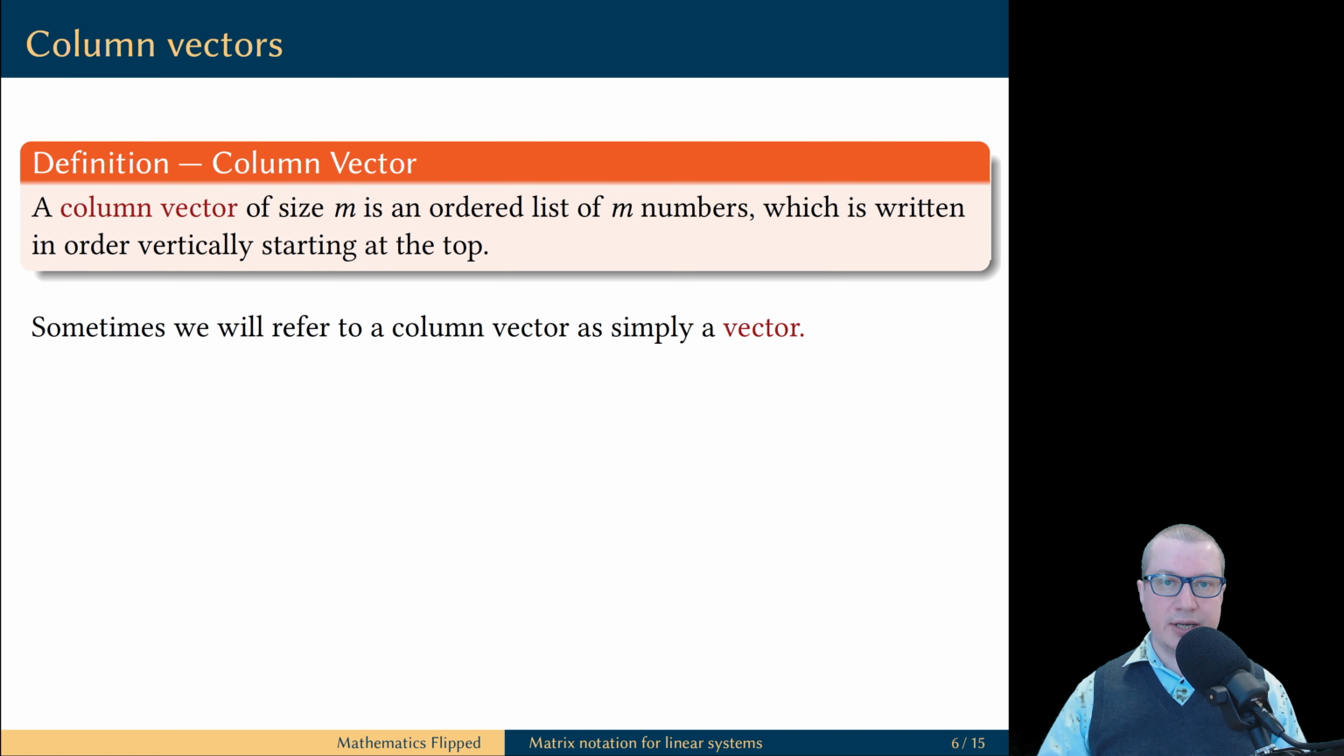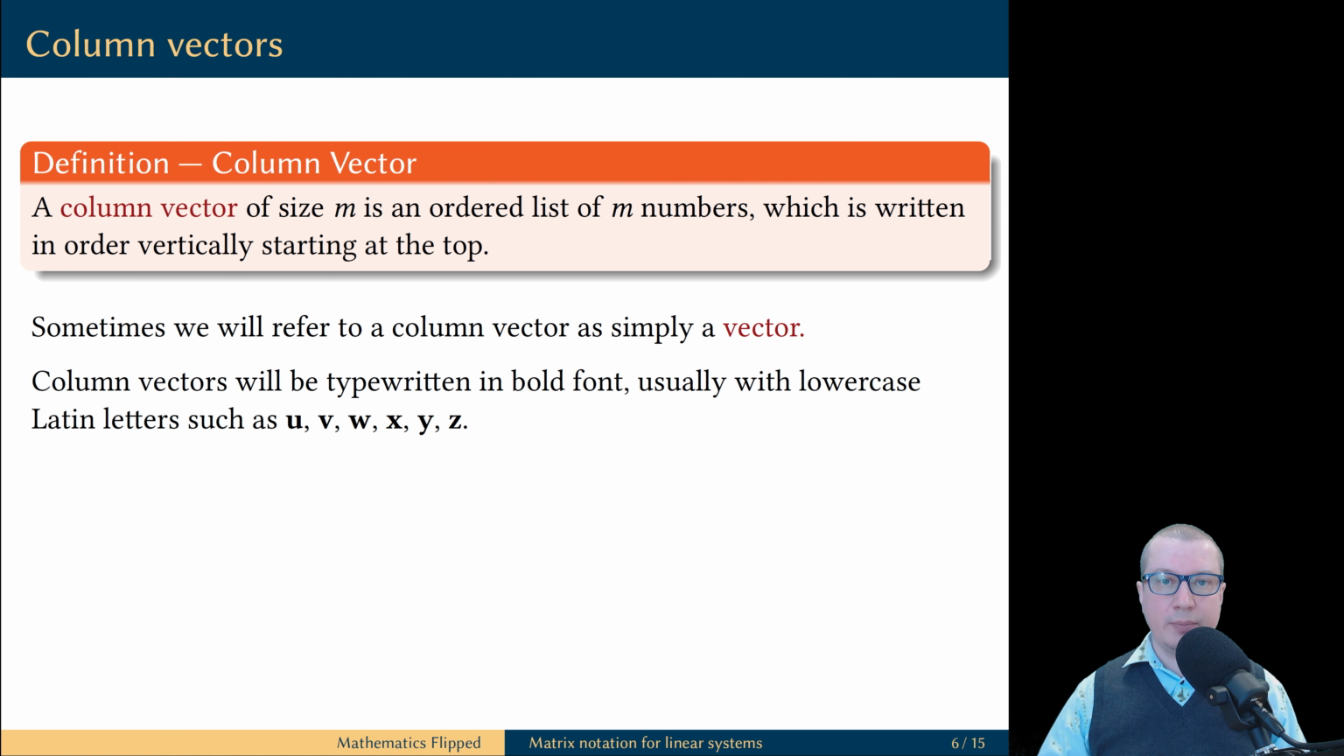A column vector of size m is an ordered list of m numbers written vertically starting from the top. For now, the only vectors we will be working with are the column vectors, and therefore sometimes we will simply call them vectors. The column vectors will be typewritten in a bold font, usually using lowercase Latin letters from the end of the alphabet. It is difficult to reproduce boldface font in handwriting, and in this case we simply put a small arrow on top of the letter to indicate that this is a column vector.